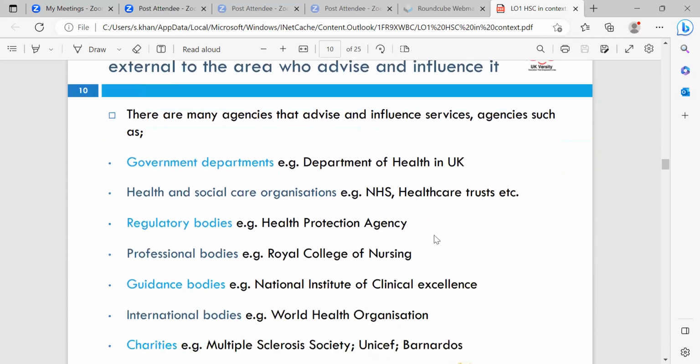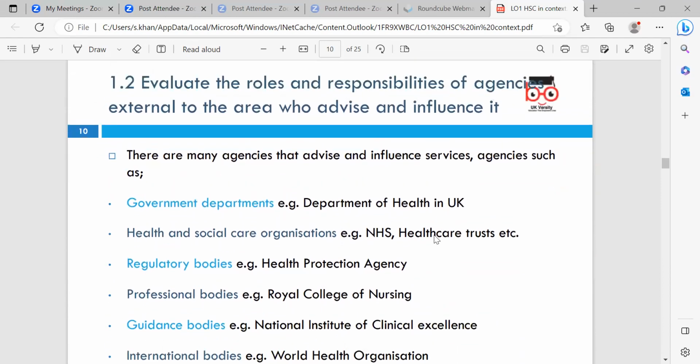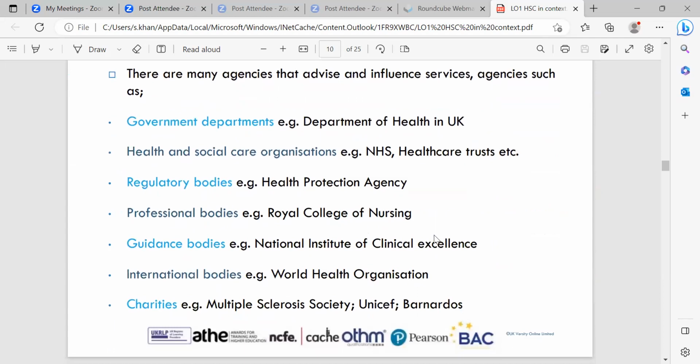1.2. Evaluate the roles and responsibilities of agencies external to the area who advise and influence it. There are many agencies that advise and influence services. Agencies such as government departments, for example, the Department of Health in the UK, health and social care organisations, for example, NHS, Healthcare Trust, etc.